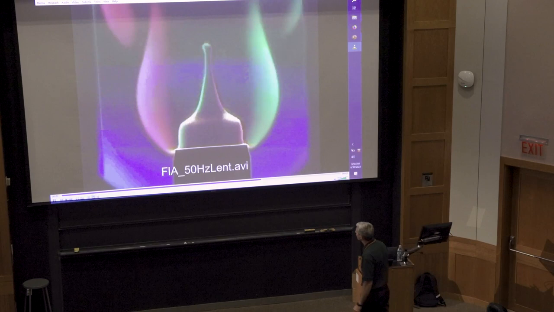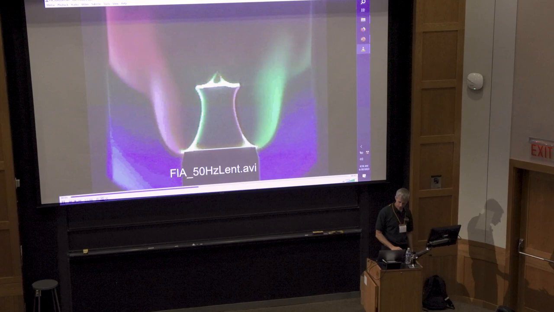So anyway, this just shows you how the whole flame is sensitive to acoustic waves, and the rate of heat release is oscillating. The rate at which reactants to products are getting generated is oscillating.